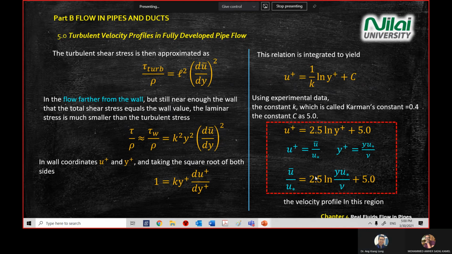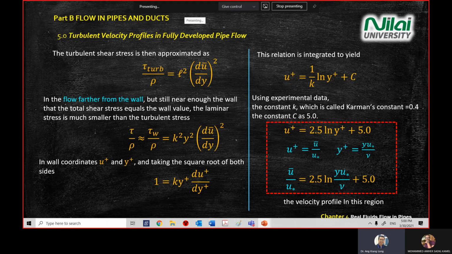All right. So this is the turbulent equation. Just a summary of these slides, or what is about turbulent condition. A turbulent velocity profile in a fully developed pipe flow is the one that I highlight with the box on the screen here.